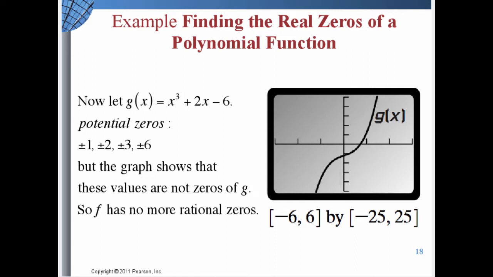Again, our scale is negative 6 to 6, so each one of these tick marks is 2. So the graph shows that these values are not zeros of g, because clearly there's a zero here that's less than 2, and it's going to be some decimal value. So f has no more rational zeros.